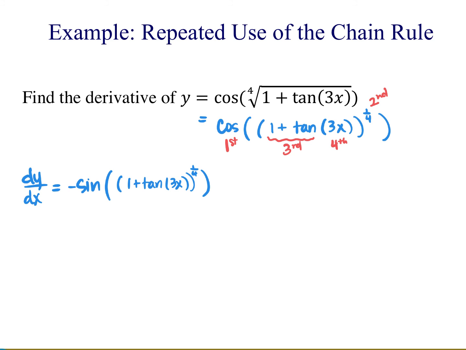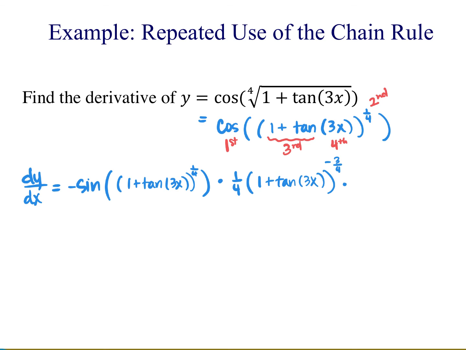All right, so everything else remained unchanged. Then the second thing I'm going to tackle is the 1/4. So I'll pull that 1/4, and I'll have 1 plus tan 3x. And the new power on that would be what? Negative 3/4. Forgot it too.